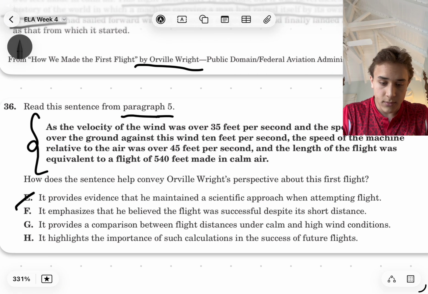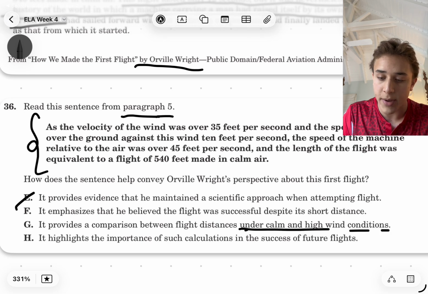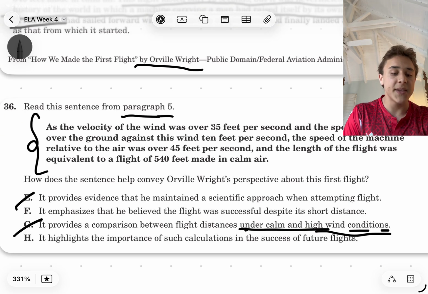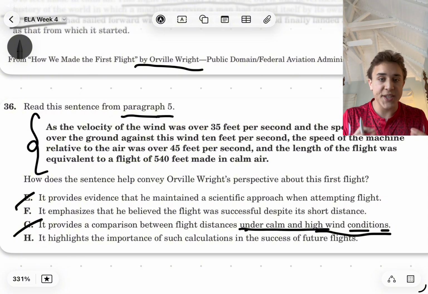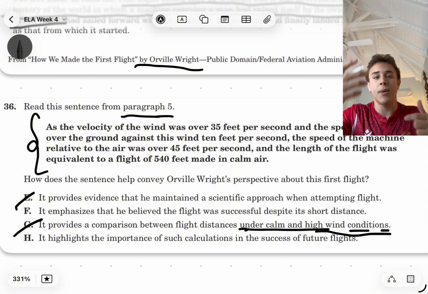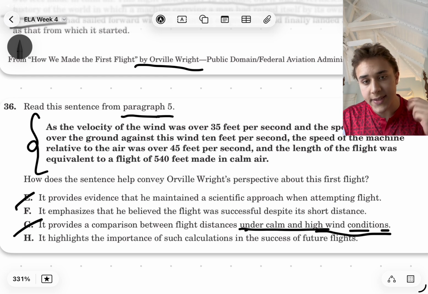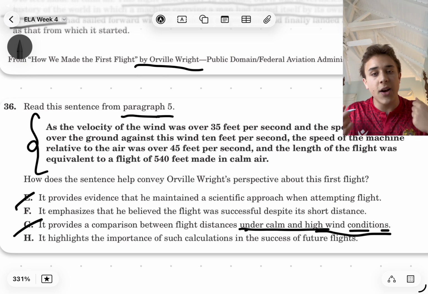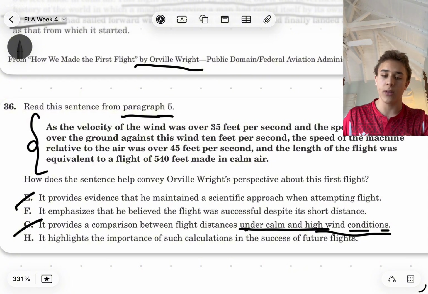Now G. G looks promising because the section talks a lot about wind, and here it talks also about calm and high wind conditions. But this is also incorrect because there's no comparison being made. He's only talking about the flight in high wind. He never mentions anything about flights in calm wind conditions. So he's not comparing this flight with a previous flight. So it's not G either.